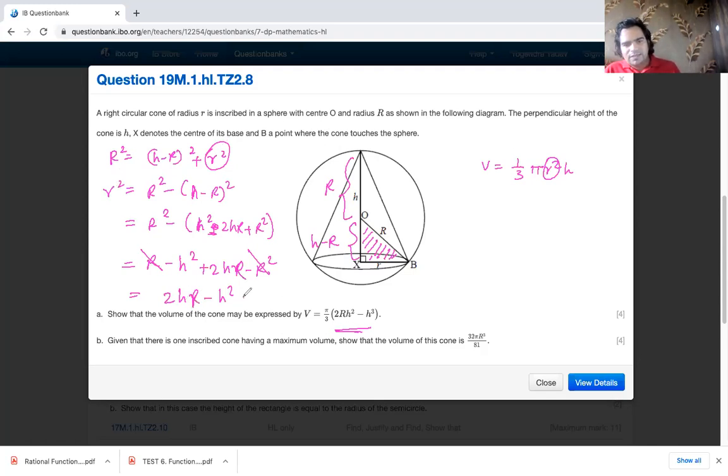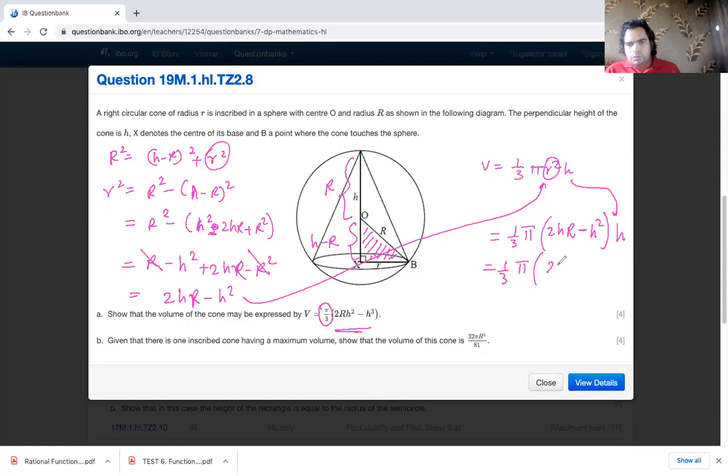Now this value, I'm going to put it out here. So if I put that, I get 1/3 pi, which was required for the outside, times r square, which is nothing but 2hR minus h square, times this height, as this height is already there. If you take this h inside, it becomes 1/3 pi (2R h square minus h cube). And that's what we wanted to prove in the first part.